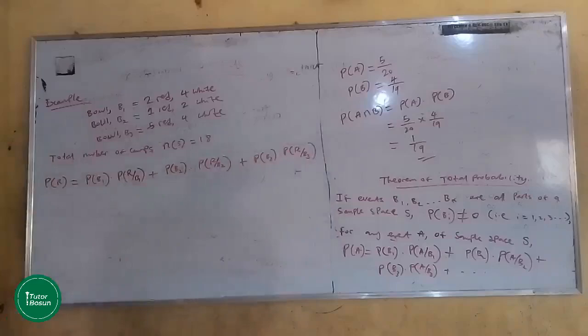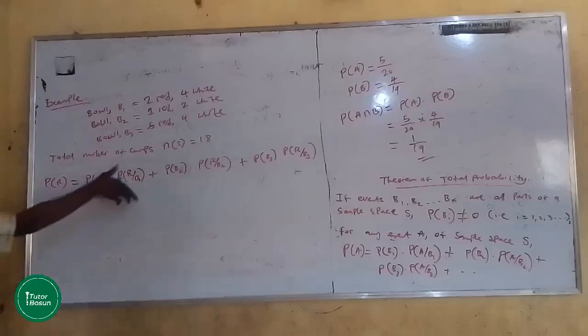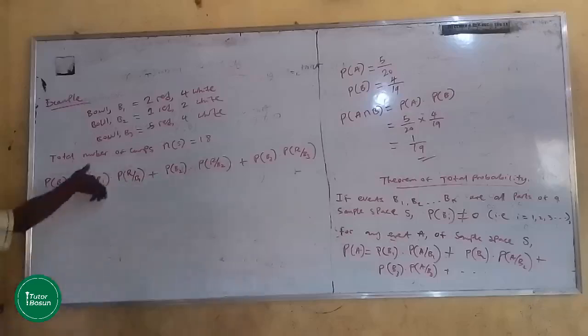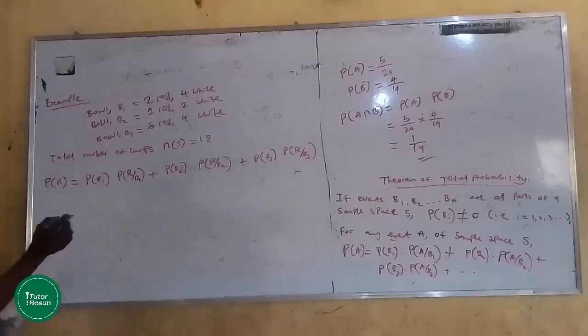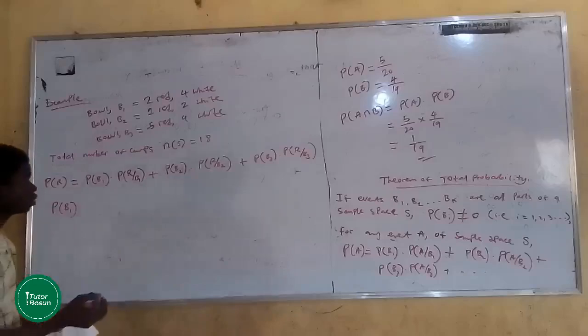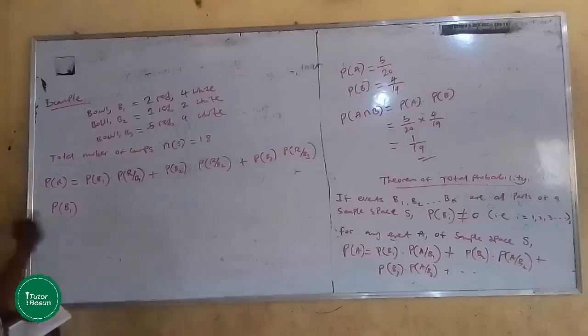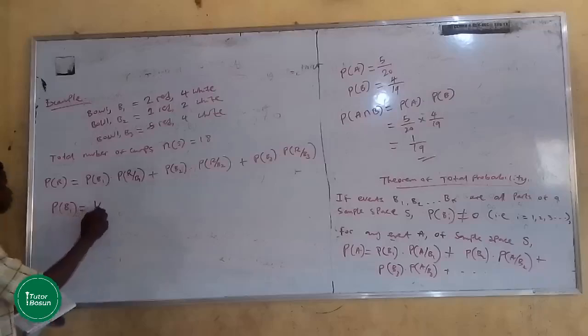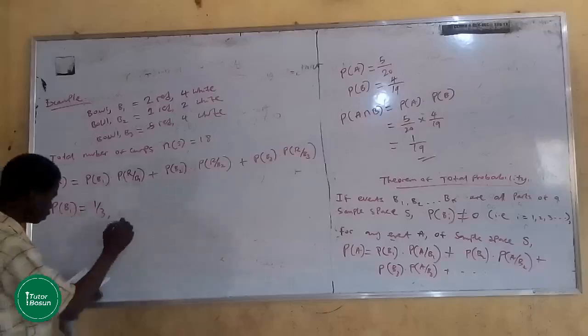So to determine the probability of B1, to determine the probability of R given B1. We are given the probability of B1. Mind you, we are given the information in the question. I read it before I started solving it. So the probability of B1 was given to be 1/3. This one was given in the question.